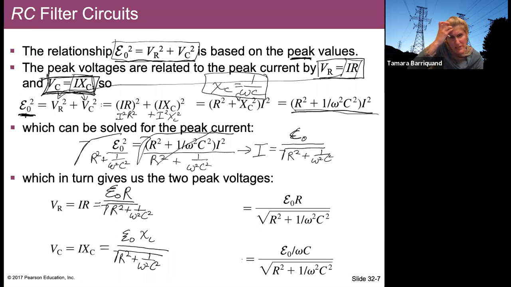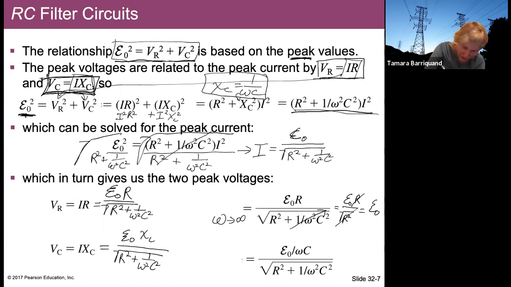Now these may look a little complicated, but what we want to think about is what happens as omega gets really, really big. So if omega goes to infinity, this term right here is going to go to 0. So this becomes EMF naught times R over the square root of R squared, and so these will just cancel. And so this just equals EMF naught.